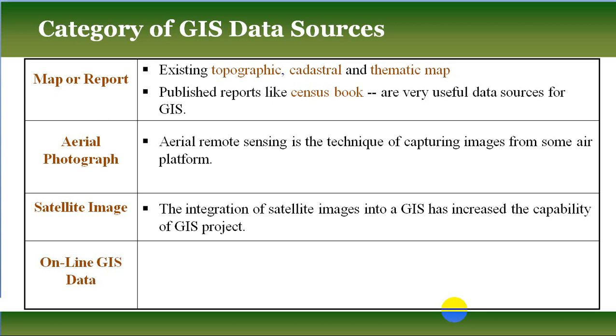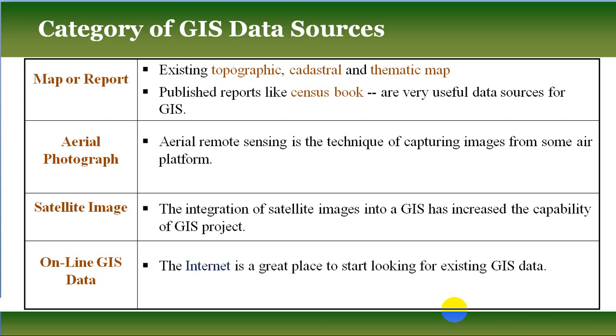Or you may search existing GIS data directly from the internet. Nowadays on the internet, lots of different types of GIS data are freely available. You only have to search and download it. So those online GIS data are also very useful for your GIS project. So the internet is a great place for searching existing geographical data for your GIS project purpose.